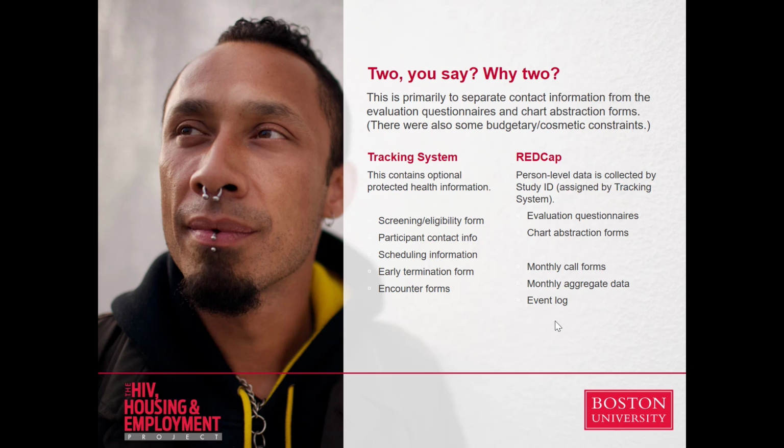The tracking system contains optional protected health information and includes the screening form, participant contact information, scheduling information, the early termination form, and most importantly for many of you, the encounter forms.